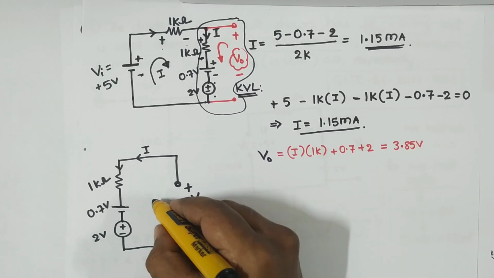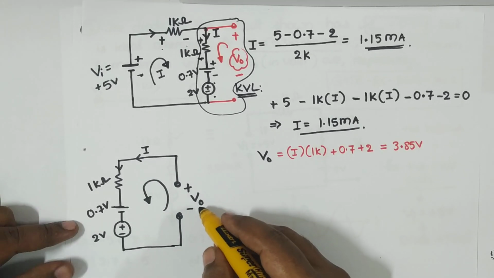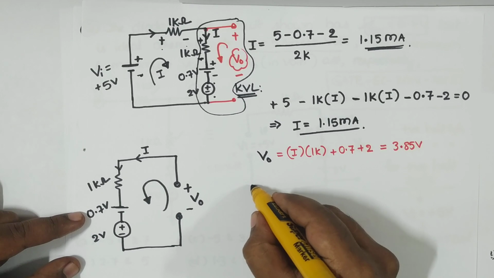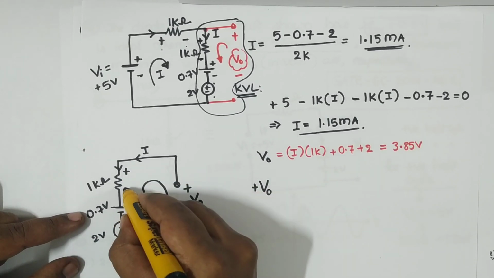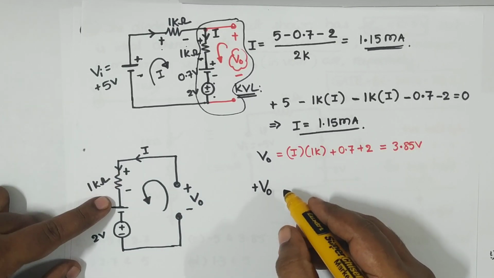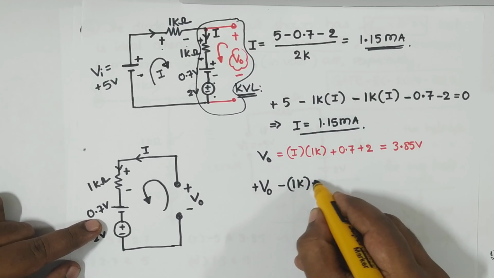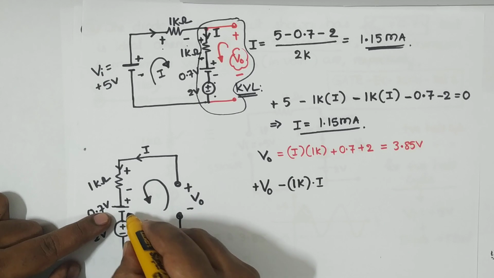So therefore I am going this way now. Okay, now see what happens. I am going from minus to plus, achieving something, so therefore I take positive V naught. Current always enters plus, leaves at minus. So I'm coming from plus to minus, losing something. So minus 1 kilo ohm multiplied by I, and again current will always enter plus, leave at minus.